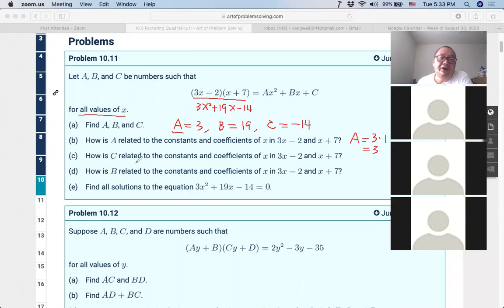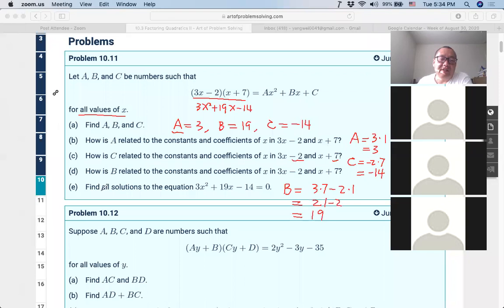Then now let's see C. How is C related to the constants and coefficients of x in 3x minus 2 and x plus 7? C equals negative 2 times 7, which gives negative 14, right? Now let's see D. How is B related to the constants and the coefficients of x in 3x minus 2 and x plus 7? B equals 3 times 7, then minus 2 times 1, so you get 21 minus 2, which equals 19, right?